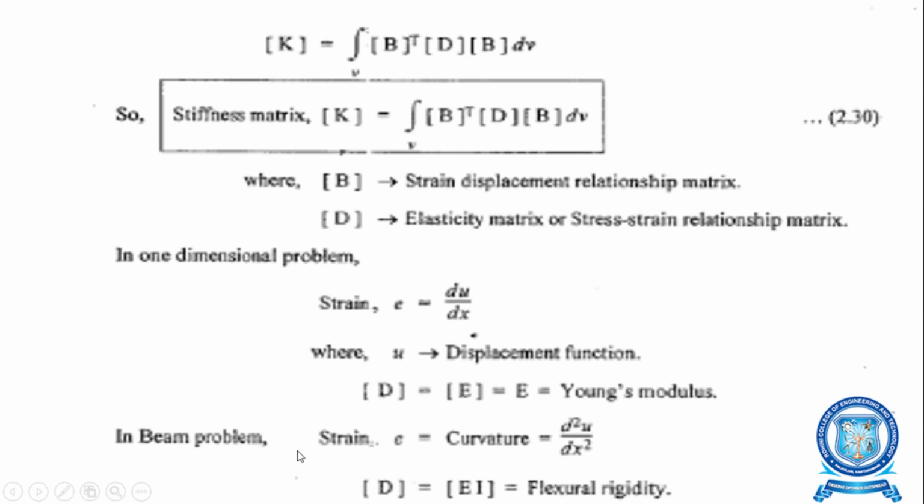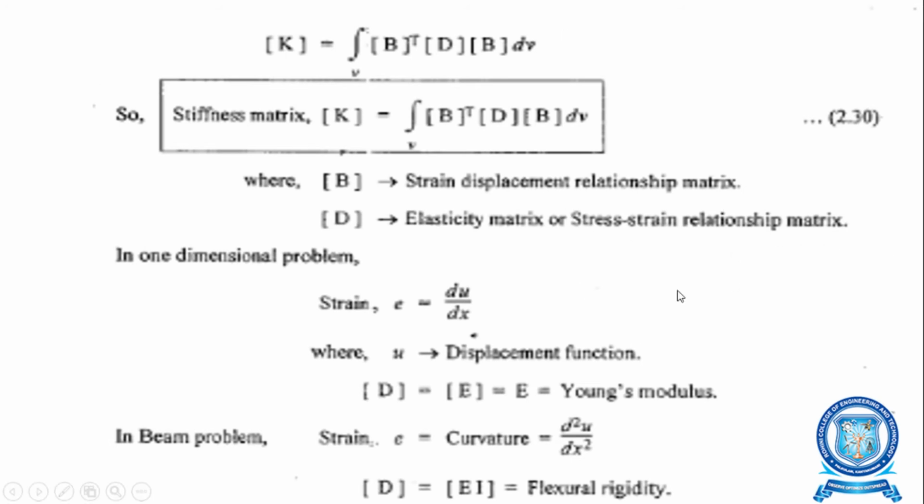So from equation 2.24, we get the value of P is equal to 1 by 2 into omega star transpose into K matrix into omega star. Comparing the equations, omega star transpose is equal to U star transpose, omega star is equal to U star, and K matrix is equal to integral B matrix transpose D matrix into B matrix into dV. So stiffness matrix K is equal to integral B transpose D matrix into B matrix into dV. B matrix is the strain displacement relationship matrix, and D matrix is the stress strain relationship matrix.